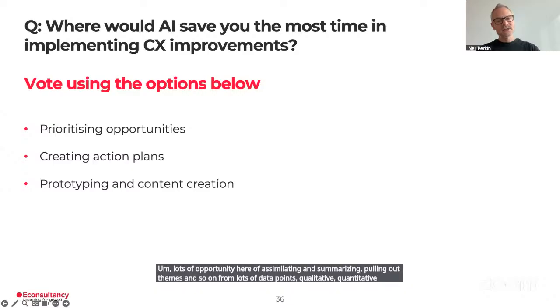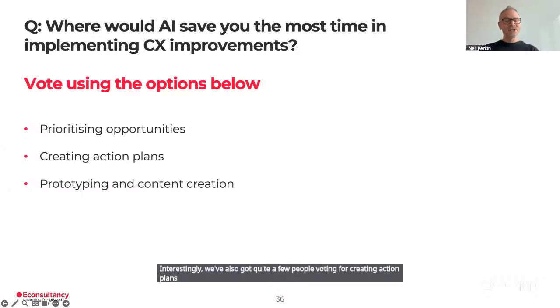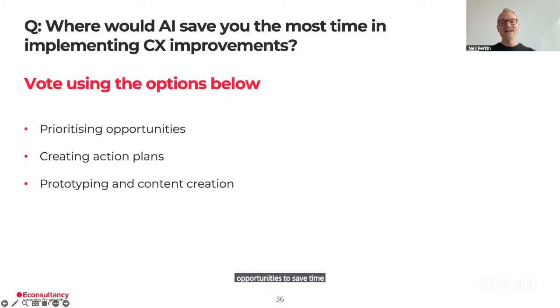So getting to that understanding much quicker than you could before. That's the secret of really extracting real value from generative AI in customer experience. Interestingly, we've also got quite a few people voting for creating action plans. So there you go. I think it shows us that there are lots of different potential opportunities to save time in customer experience. So thank you for voting for that.